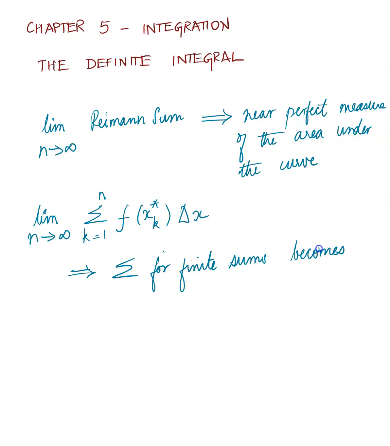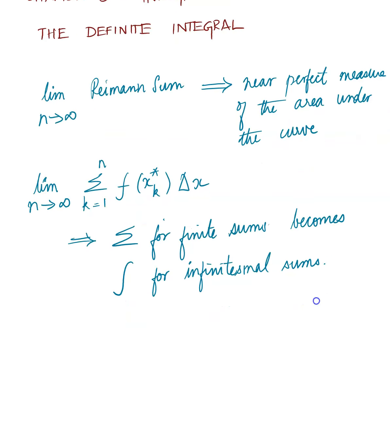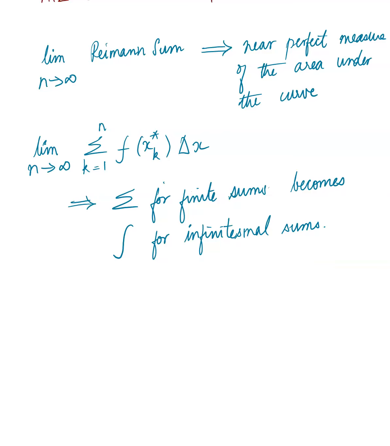So the summation you see here for finite sums becomes the integral symbol. Remember, the way we defined the integral was as the collection of all antiderivatives, so this is all possibilities. This integral symbol then stands for an infinitesimal sum, because you're adding the areas of an infinite number of rectangles.